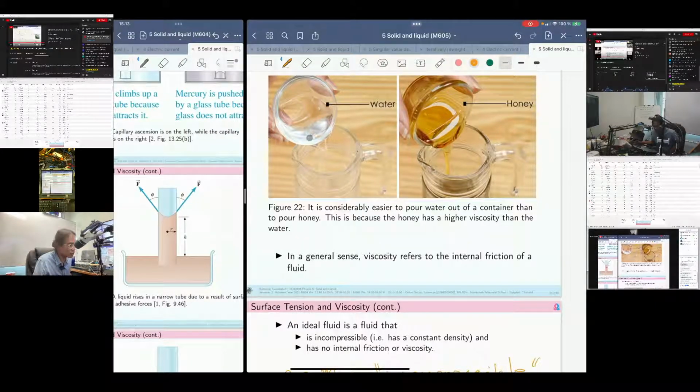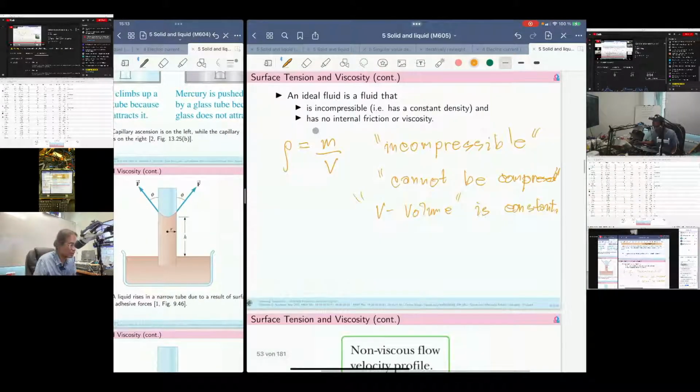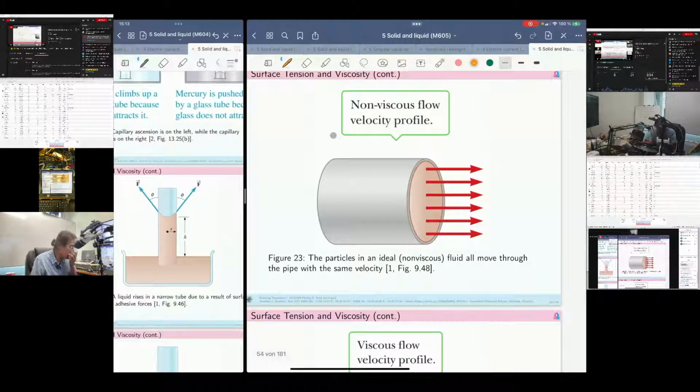Water has also viscosity. And one more thing for the ideal fluid: it just flows without any internal friction at all. For example, take a look at this. This is the pipe, and you let the water... oh no, not water. An ideal fluid. I don't know what material, but it's an ideal fluid. It's a kind of fluid that is ideal. It's not in reality.